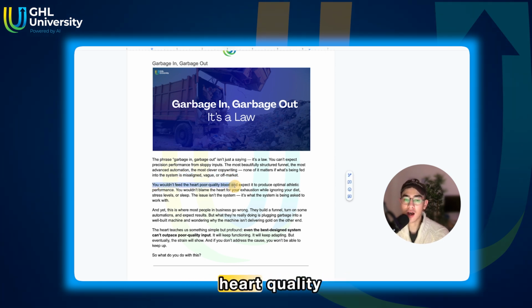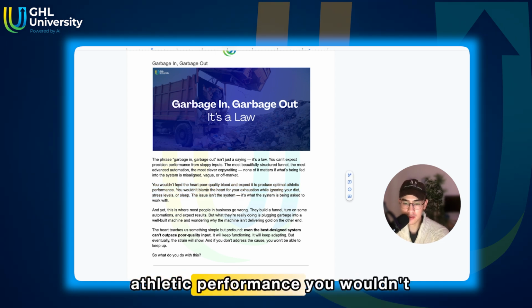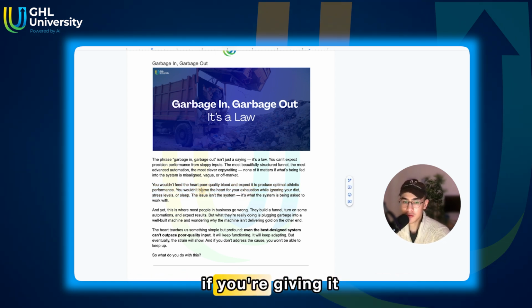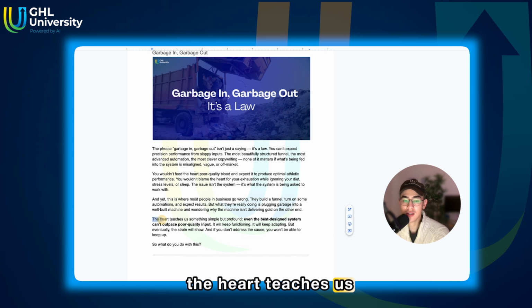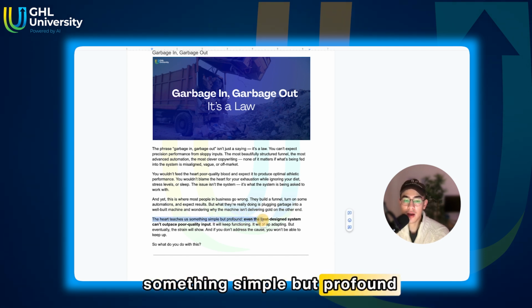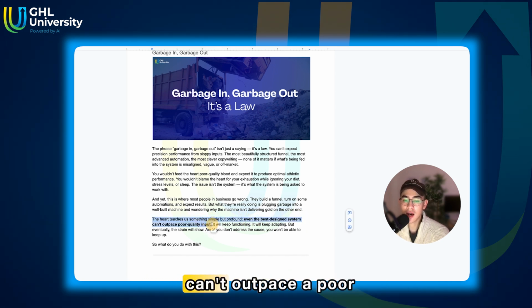You wouldn't feed the heart poor quality blood and expect it to produce optimal athletic performance. You wouldn't blame it, right? If you're giving it poor food, poor sleep, and a lot of stress, the issue isn't the system, it's what the system's being asked to do. The heart teaches us something simple but profound. Even the best designed systems can't outpace a poor quality input.